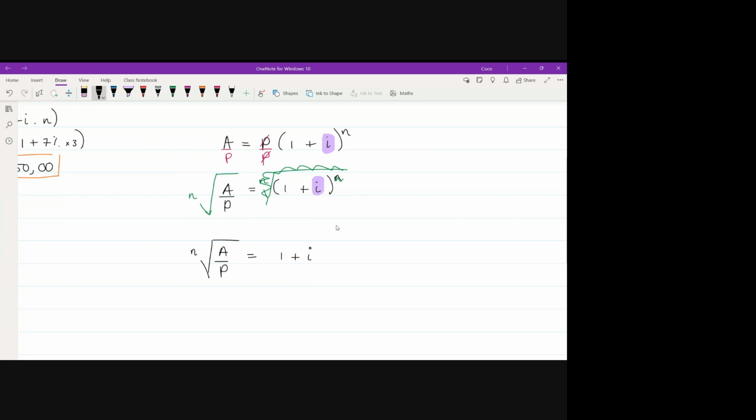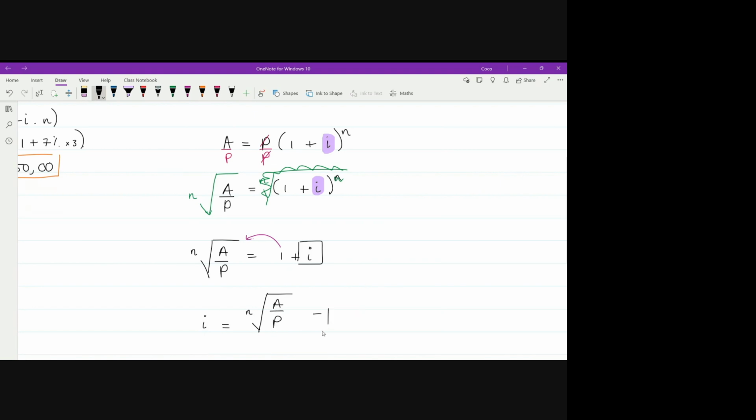All right, what's my final step here, guys? My final step is, I need i all on its own. Transpose. We must transpose the 1, absolutely. We will transpose 1 over to the other side. And now I know that i is left all on its own. So my answer will say i is equal to the nth root of A over P, minus 1.